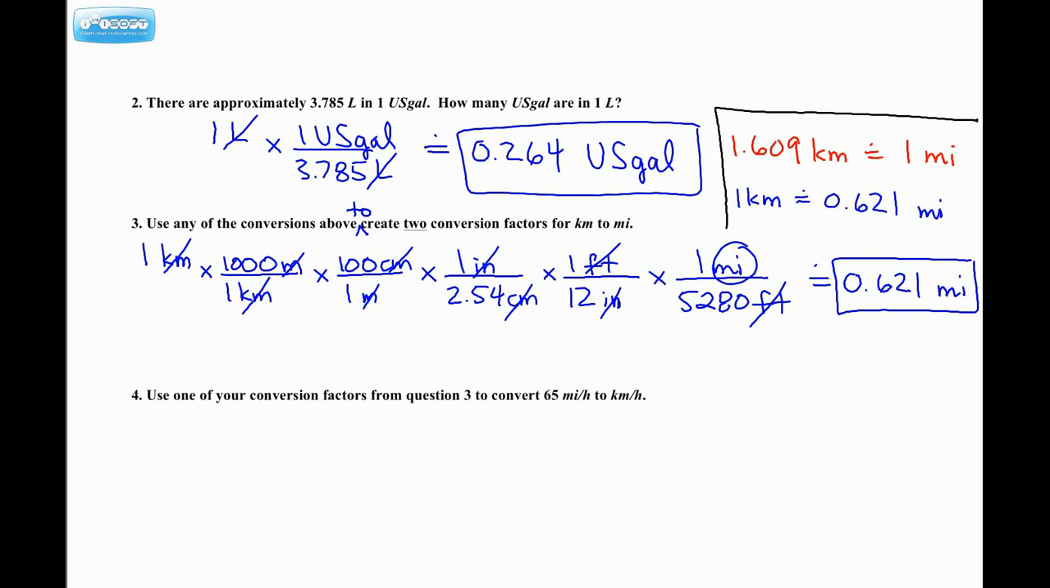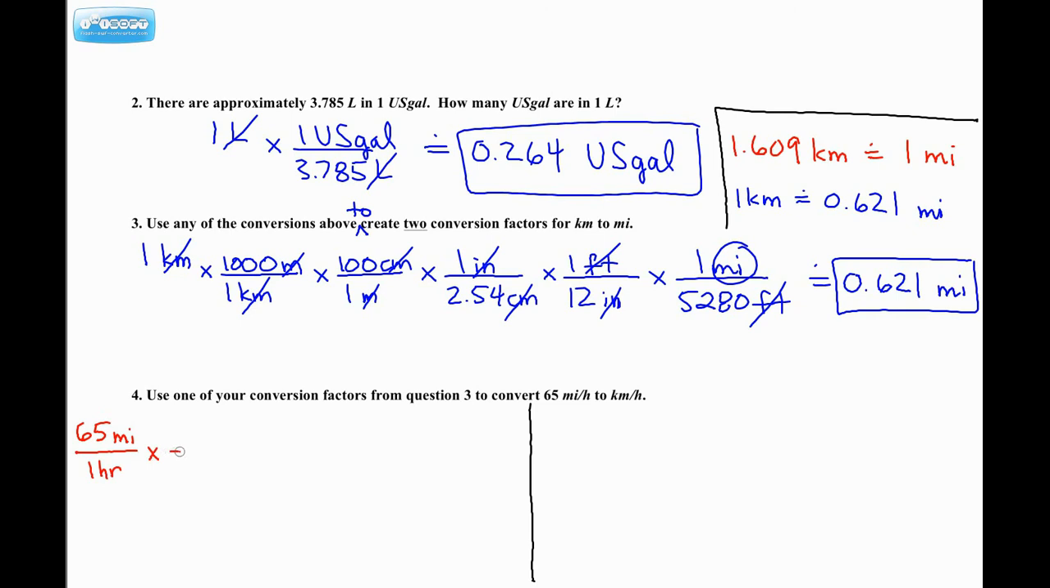Number 4, use one of your conversion factors from question 3 to convert 65 miles per hour to kilometers per hour. Okay. Well, I'm actually going to demonstrate both of them and show you that you get the exact same answer. So I'm going to split this right away, right down the middle. Okay. So I begin with, I'll do this in red, 65 miles per hour. So that's 65 miles per 1 hour. So this is a rate. But notice how my unit of time is not changing. I'm still in hours. So I actually don't need to do anything with this at all, which is nice.